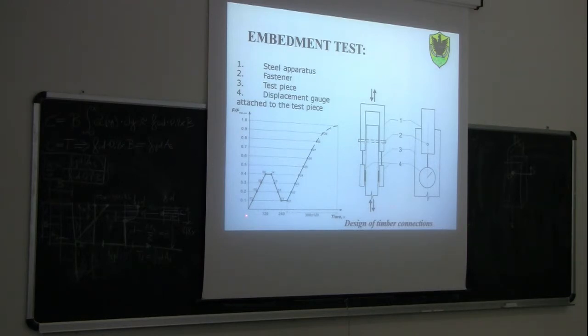The load is usually applied in this way. First, we increase the load monotonically up to 40% of the expected failure load. Then we reduce it down to 10%. And then we increase it again up to the actual failure of the specimen.